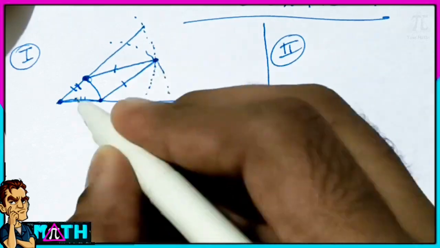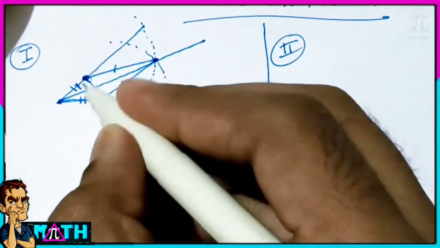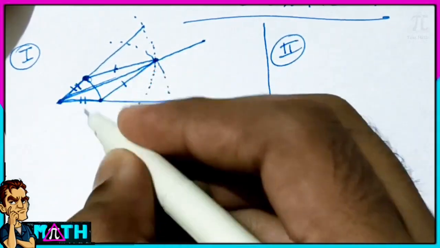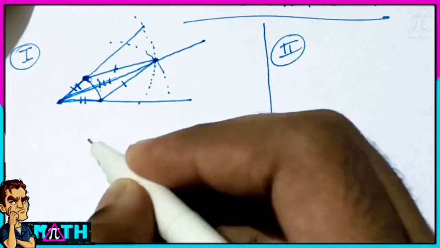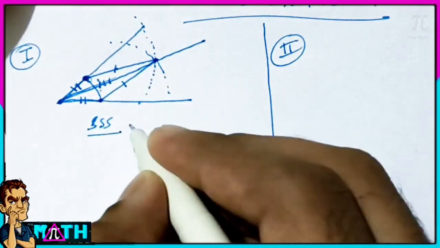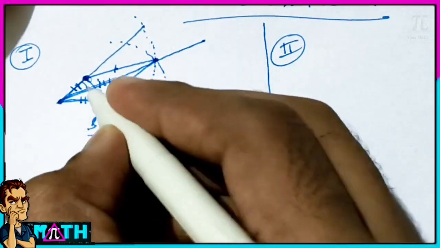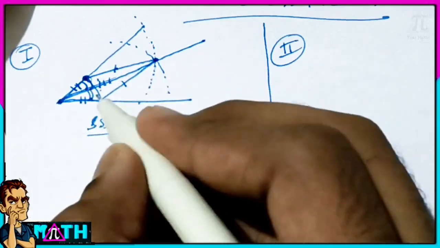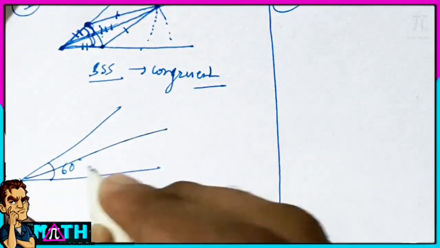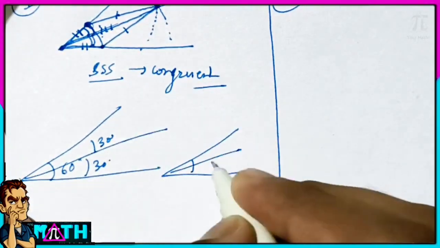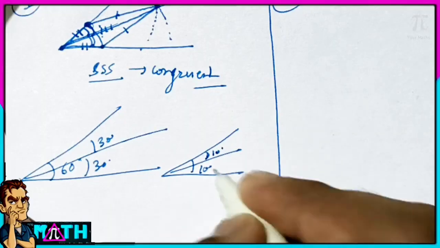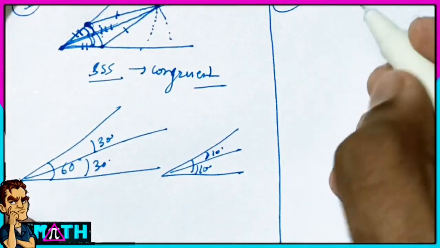So these two are the same, and now when you draw a line which passes through that point, you can see from the side criteria these two triangles become congruent, and therefore these two angles are going to be the same. So if this is 60, then this is 30, this is 30. If 20, then this is 10, this is 10. Like that it happens.